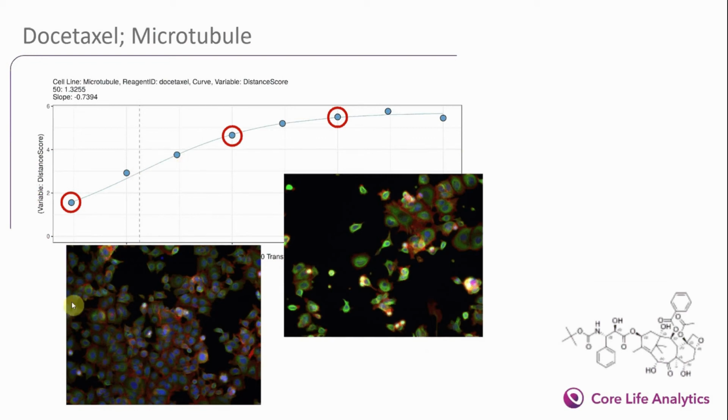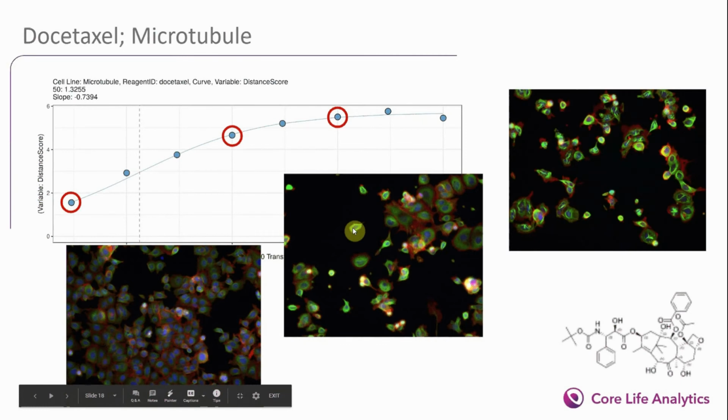Here is one with a low distance. These are very similar to the negatives. Intermediate distance, and now here a high distance. And you can see this is a very strong phenotype.